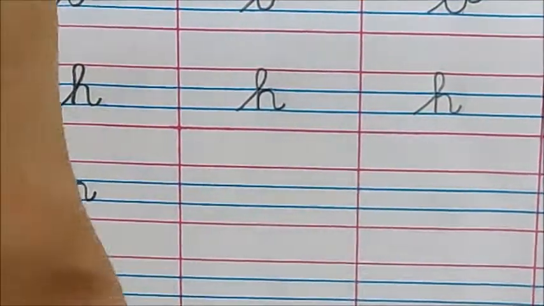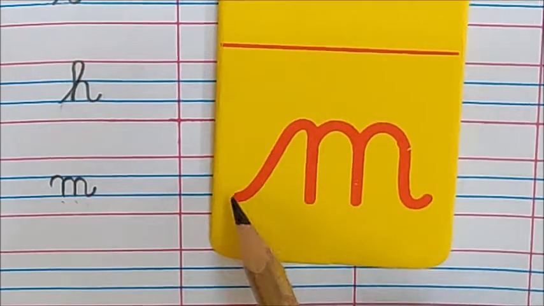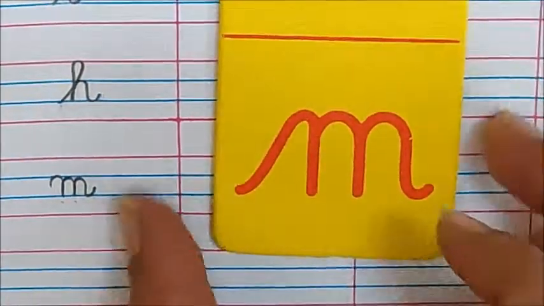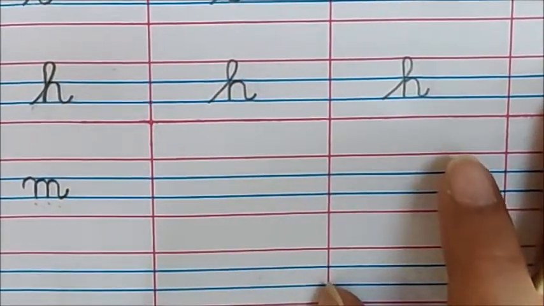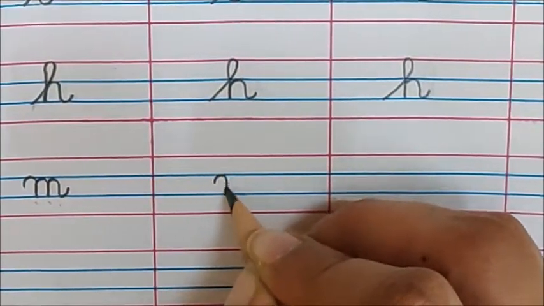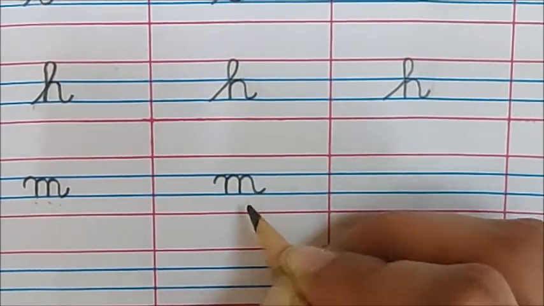Not a big hand like this. See, it has a big hand, but I have made a small hand. You have to write letter M like this. So, let us finish writing letter M. Small hand, go up, down, up, down, and a tail.